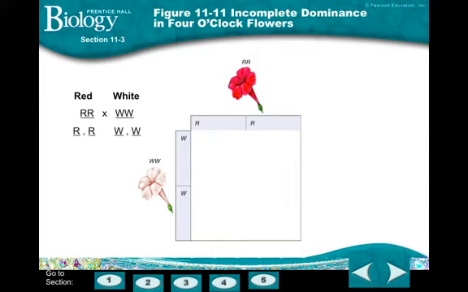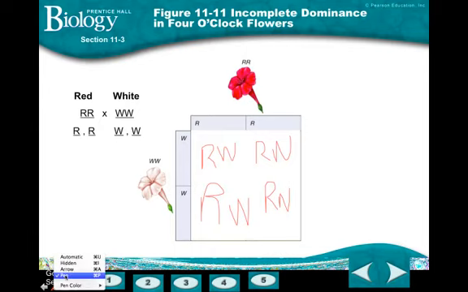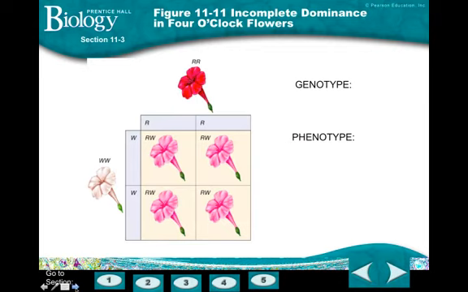Now if we were to cross that, we would fill in the parents: capital R across the top and WW across the side. When I do this Punnett square, I find out that I get all what type of plant? Is this what you're getting? Hopefully that's what you've got, because when we look at the next page, we see that we get all pink flowers.